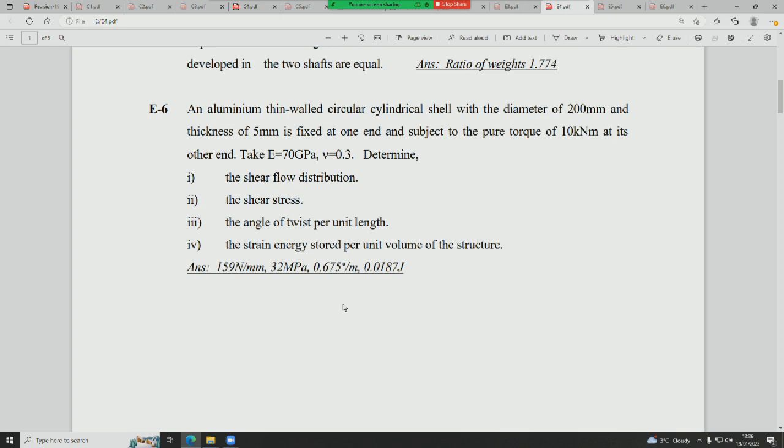Mine wasn't close. You got 3.1 something, and I got 2.9. I did the outer diameter to the 4 minus the inner diameter to the 4 times pi. Okay, how did you calculate it? Here it says a circle with the diameter of 200 millimeters. When you say 200 millimeters, you usually assume it's the mean diameter. So it's dm. So we have 2 pi r cubed t, 2 pi multiplied by 100 to the power of 3 times t, 5 millimeters. What do you get?